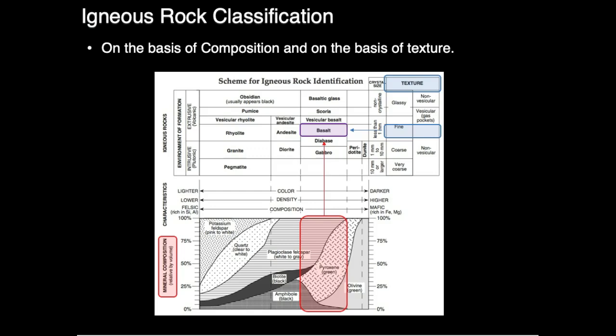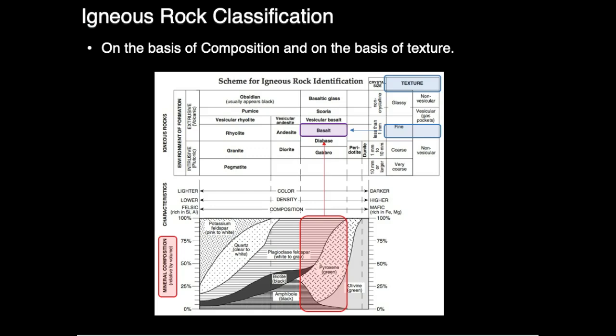The other basis for classification is texture, and we'll go through all of the possible textures in more detail later as well. But in our example, the rock that we have has very fine grains without any bubbles or any glass or any different fragments within them. They're just very fine grains that are not visible to the naked eye.